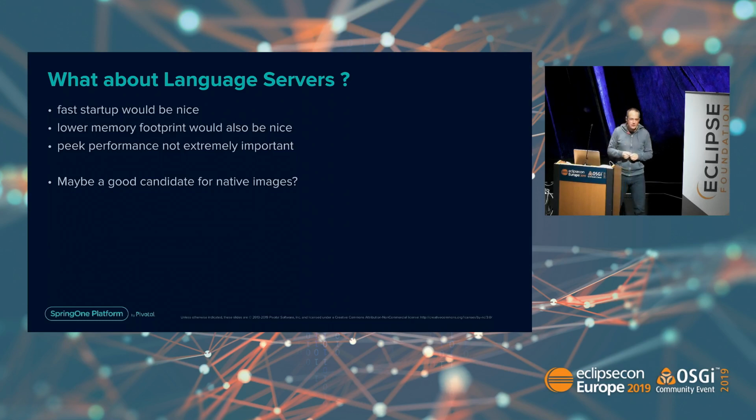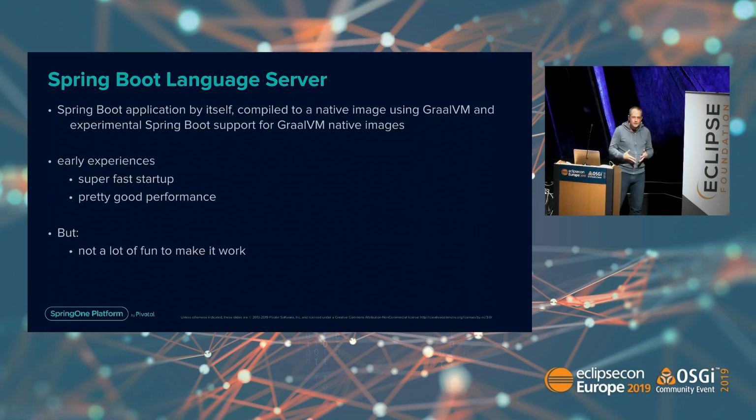Peak performance matters for server-side processes that run for a very, very long time, where the C2 compiler optimizes stuff along the way. So that's why I thought, hey, let's convert our Spring Boot language server into a GraalVM native image. Let's try to do that. And indeed, I was able to get it mostly to work with all the limitations. And it's super fast to start up, and it's pretty good performance.